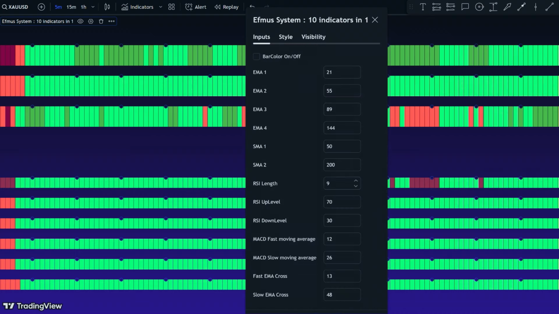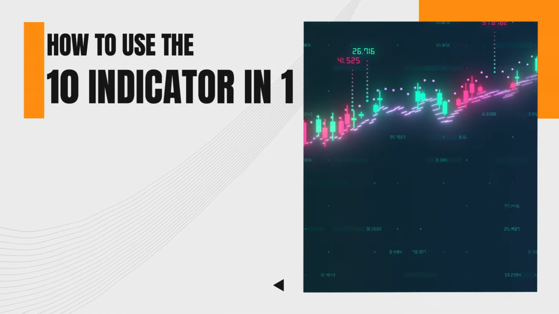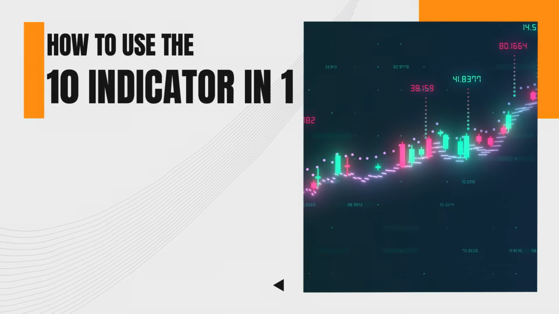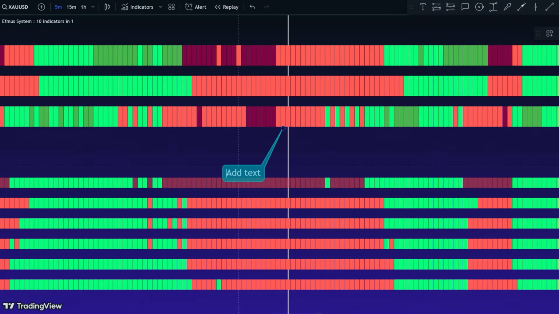Now, let's break down how to read and use this indicator like a pro. It's actually really straightforward. When all the components are green, it signals bullish momentum in the market, meaning it's potentially a good time to buy. On the other hand, when everything turns red, that indicates bearish momentum and might be a sign to sell.